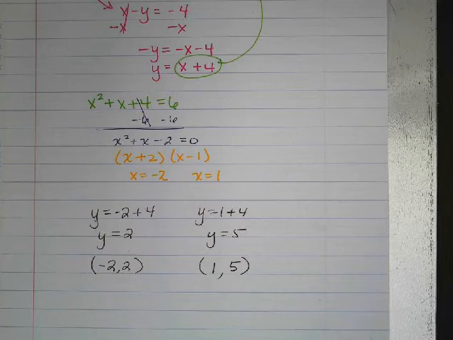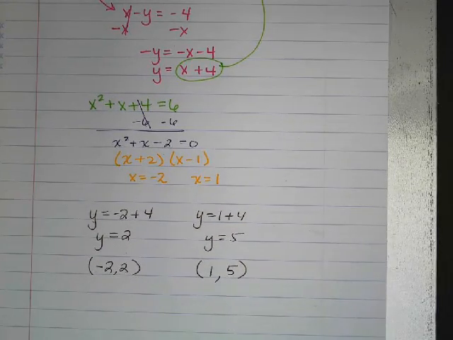Everybody good? Okay. That's not bad. Those are pretty easy. If one of them is linear, they're very simple. We just solve the linear one and substitute back in. They're pretty simple.